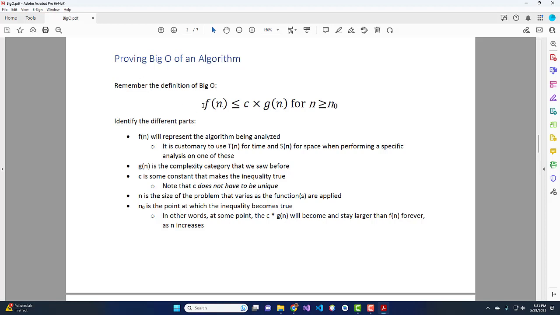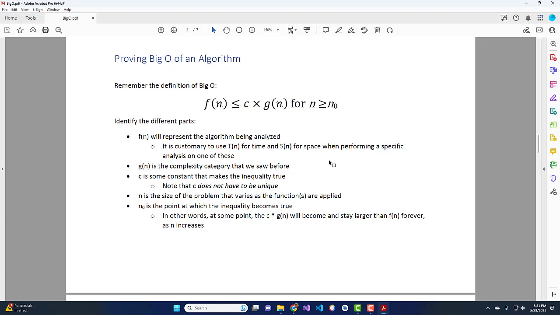So we've got to remember the definition of Big O here. Identifying the parts, again, f of n is representing the algorithm we're analyzing. That's usually what we're going to see as a t of n, because we're dealing with time, so we usually use t. S of n would be for space, which is our memory that we use up, but often it's going to just be t of n. And just remember the t of n is our general function on this side. So t of n and f of n mean the same thing in this case.